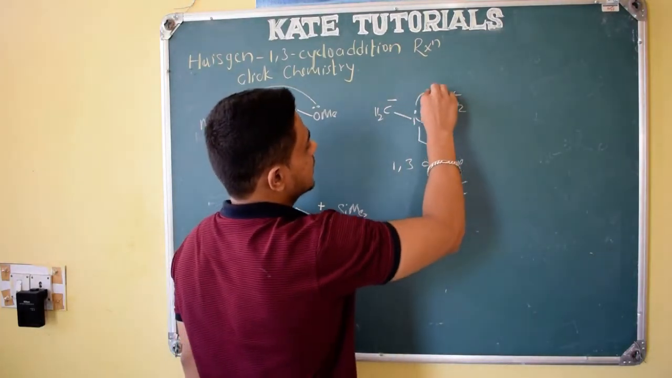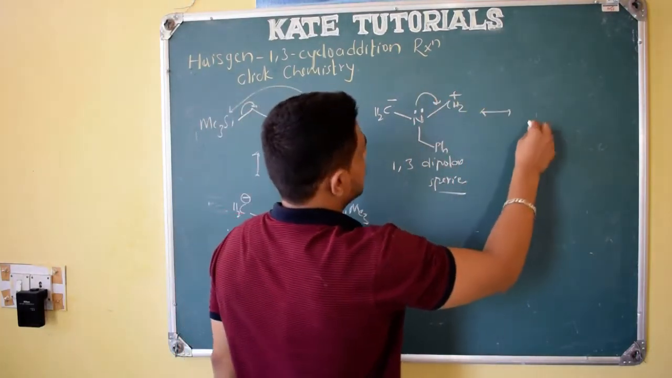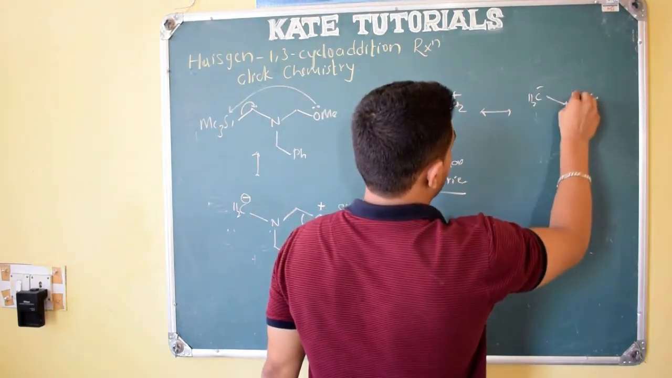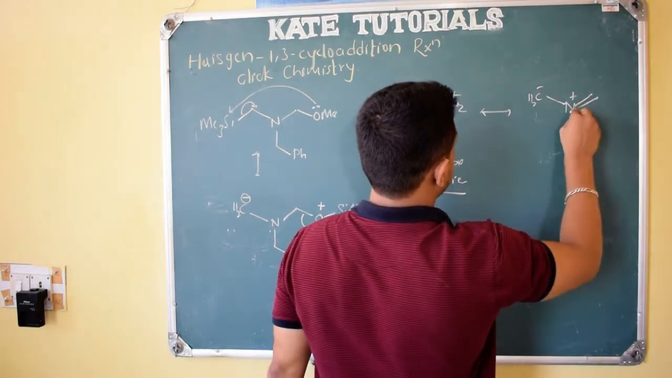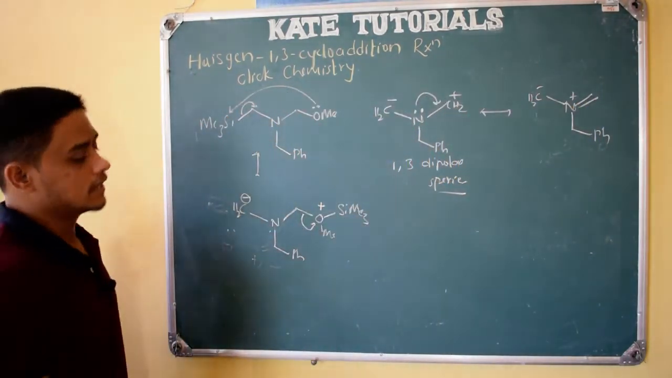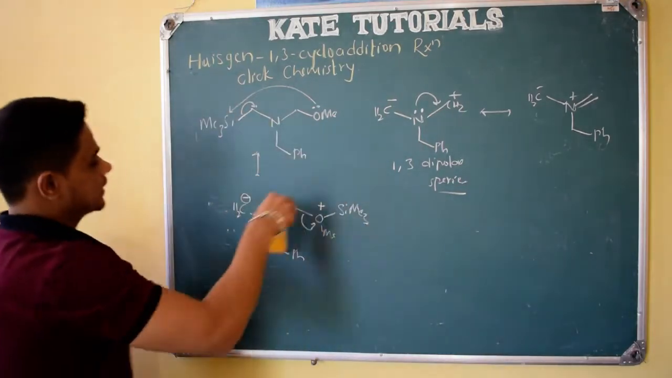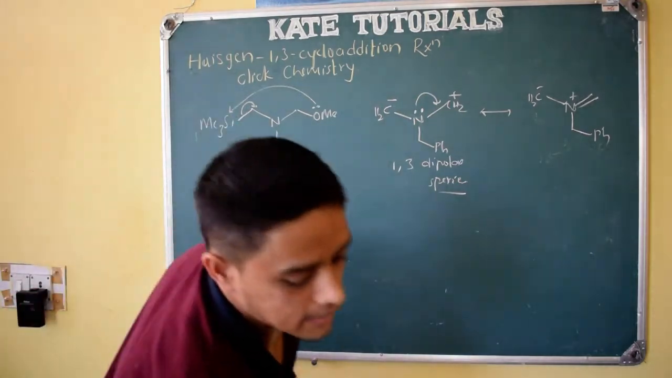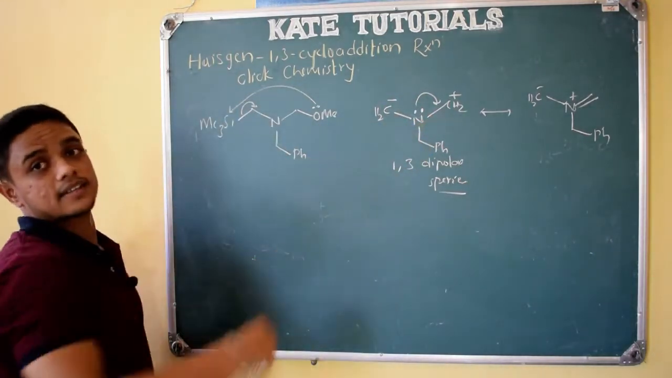Here, how will it resonate? It will resonate like this. So CH2 minus nitrogen, double bond, nitrogen gets a positive charge, and CH2, and here Ph. Like this, resonance takes place. So this is a dipolar species, right? They will give only this reagent. You need to know how you will get that thing, right?